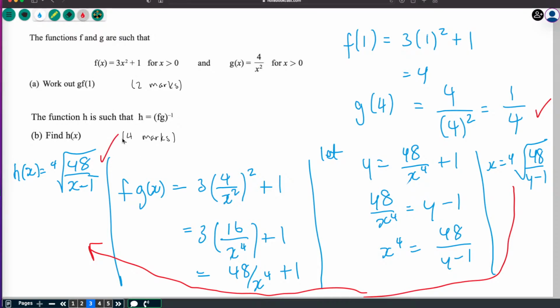Okay, so that's inverse functions. Hopefully that's a good reminder.